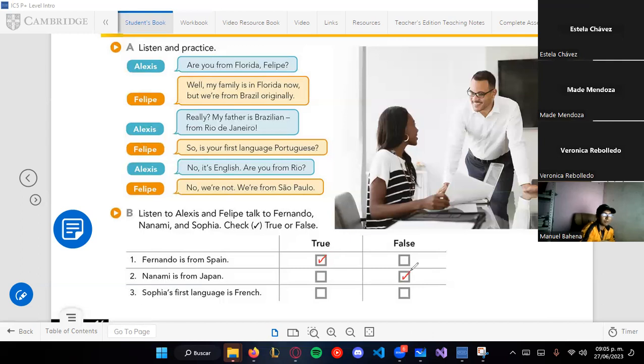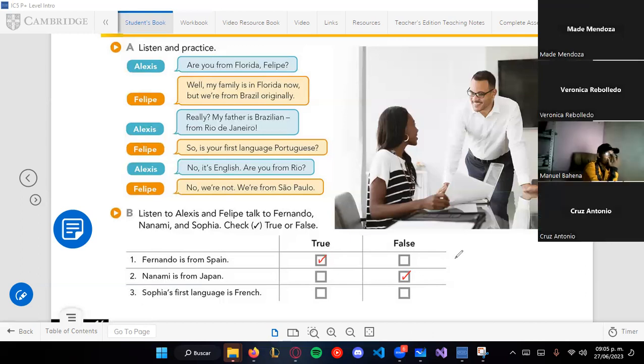False. Okay, false. Everyone agree? Yes, teacher. Where is she from then? ¿De dónde venía entonces, Nanami? USA. Pero sus papás eran de... Su papá era de Japón. Exactly, Antonio. Yes, his father was from Japan, but she is from the US. Excellent. And Veronica, last one.